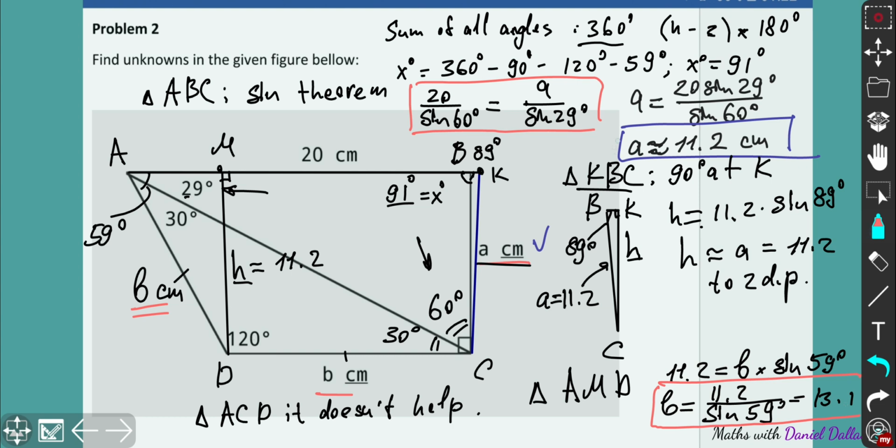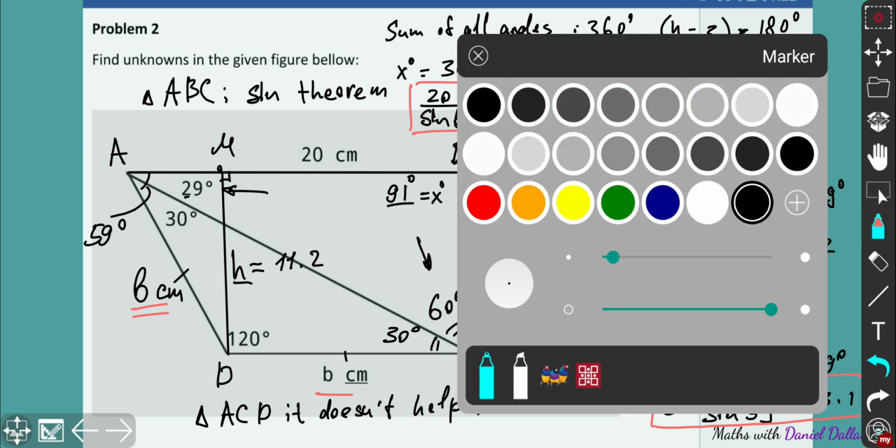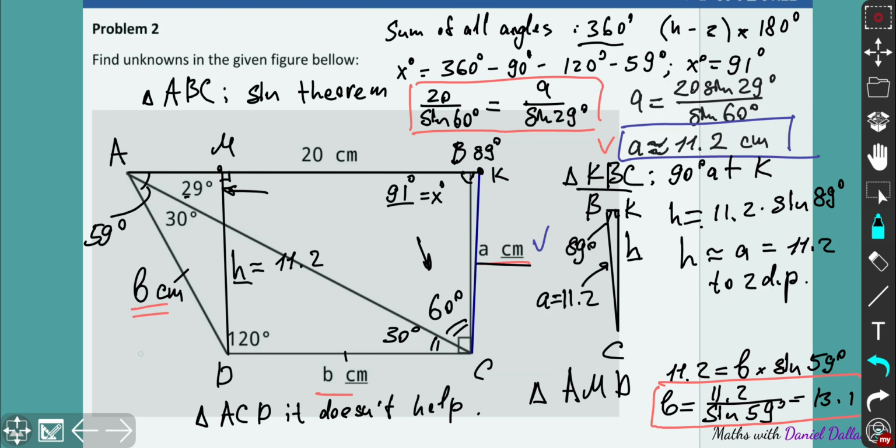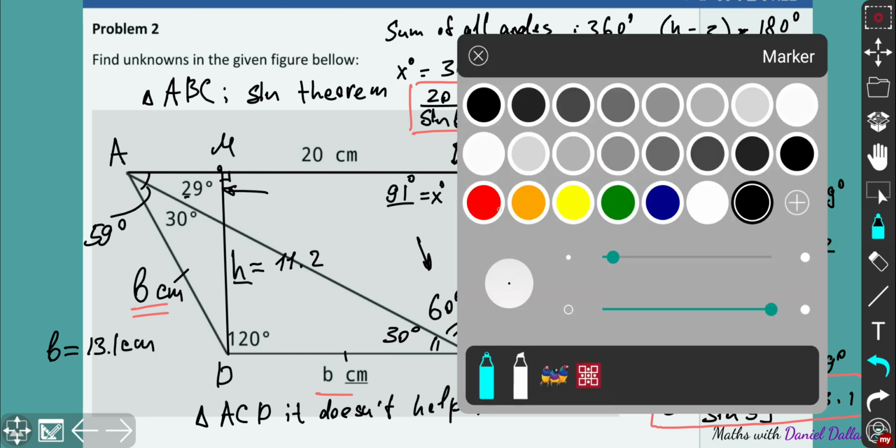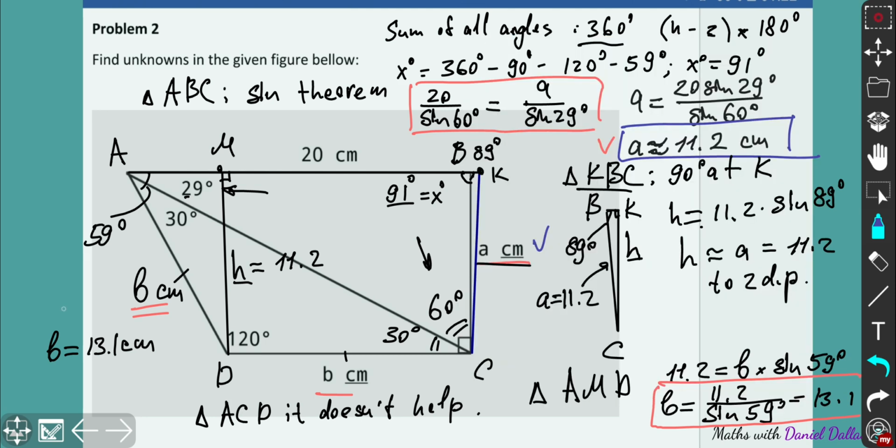So two answers. Answer 1: A is 11.2, and B is 13.1 centimeters. So I can rewrite that finally. B is 13.1 centimeters, and we finally found that. Okay, so that's the second answer.